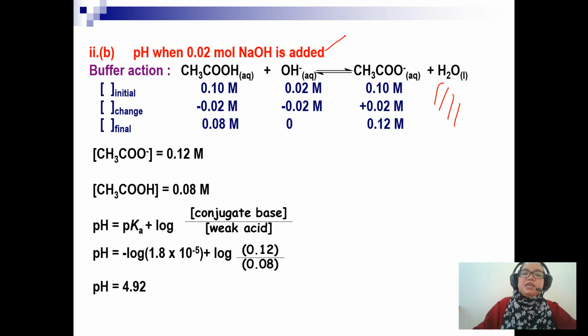Okay, so here you can find the pH directly because the table is in the form of molarity. So you can find the pH here, which is 4.92. Just substitute every value that you got from the final concentrations into the Henderson-Hasselbalch equation.